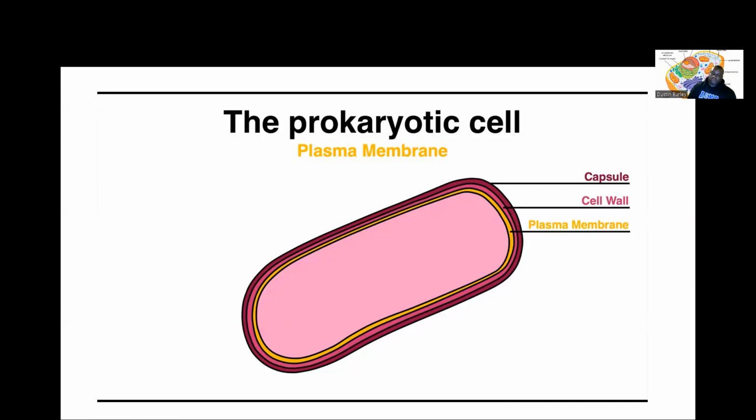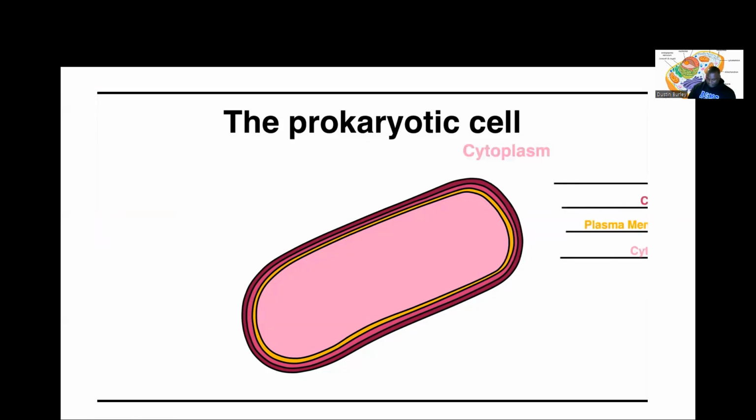The plasma membrane is made up of lipids and proteins and is selectively permeable, meaning that only certain molecules can pass through it. Inside the cell, there is a region called the cytoplasm. The cytoplasm is a gel-like substance that contains all of the cell's components and is the site of many cellular processes.